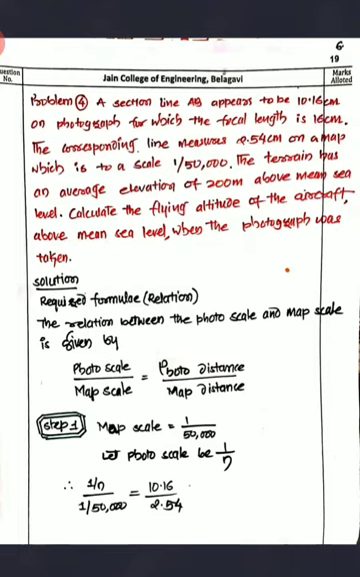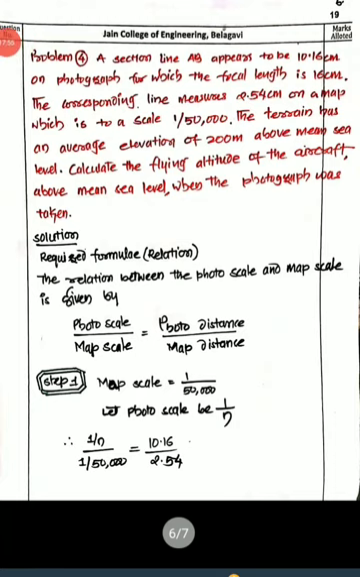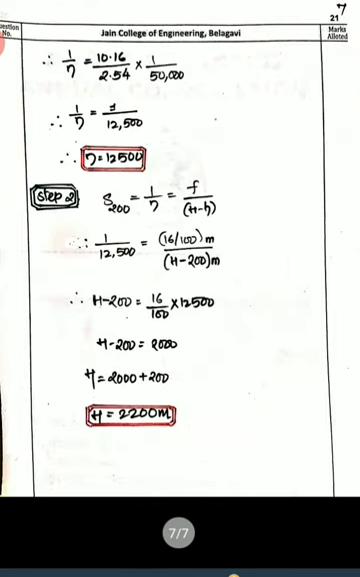So the map scale is 1:50,000 in step 1, and the photo scale we keep as 1/n, small n, that is 1:n, how we represent the scale. We don't know the photo scale, so we keep it as it is. So 1/n divided by 1/50,000, that is photo scale divided by map scale, is equal to photo distance 10.16 divided by map distance 2.54. We are going to compare these to get 1/n.